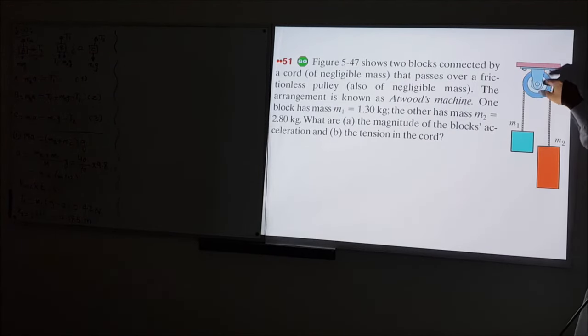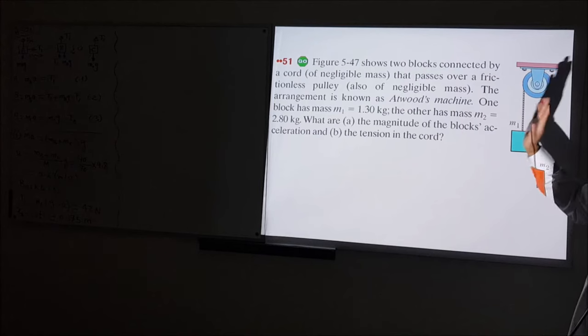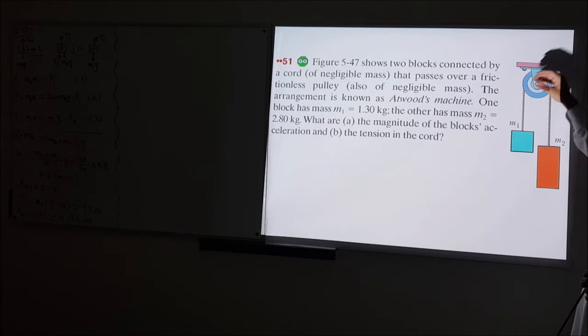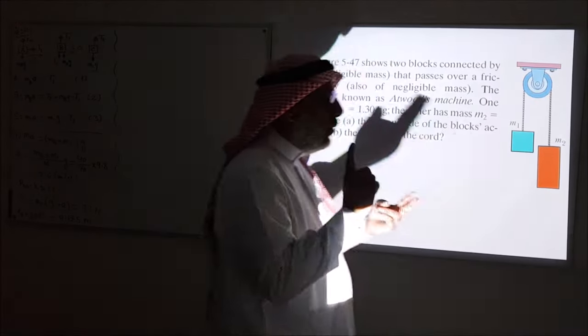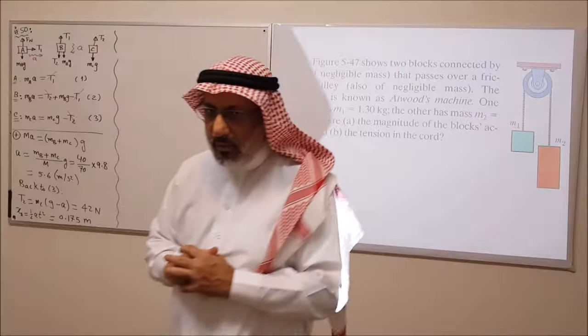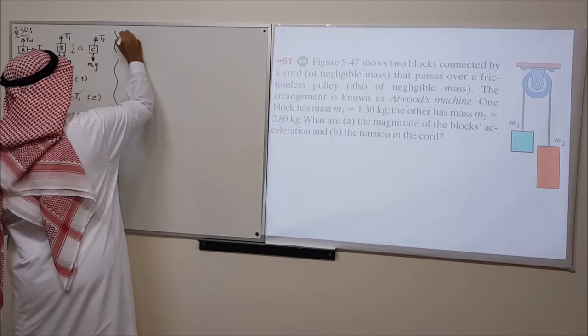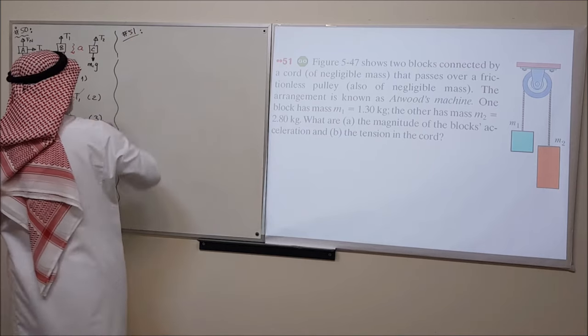Again, we will assume that the pulley is stationary. It is not rotating. If it is rotating, we will revisit this problem later in chapter 10, taking the rotation of the pulley into account. But now the pulley is fixed, it doesn't rotate, it is frictionless and massless. So it is just a way for the cord to go over and bend to the other direction. Remember what we want? We want two things, the tension in the cord and the acceleration of the system. Like the other problems, we will start by drawing the free body diagrams of the objects and then proceed to find the unknowns. So let's start by finding the free body diagrams.